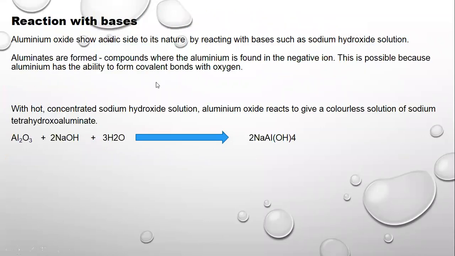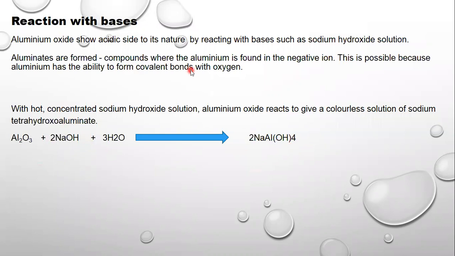The next is aluminium oxide reacts with NaOH in presence of water to give you a special type of compound which are known as aluminates. This aluminium oxide reaction with base shows its acidic character, and the compounds formed are known as aluminates.